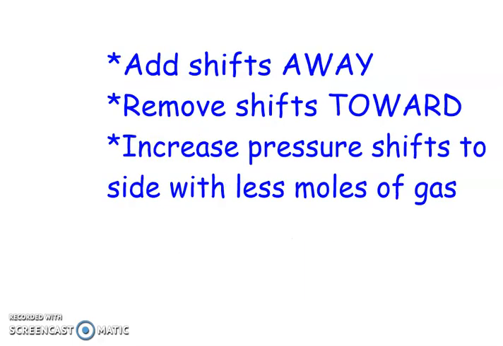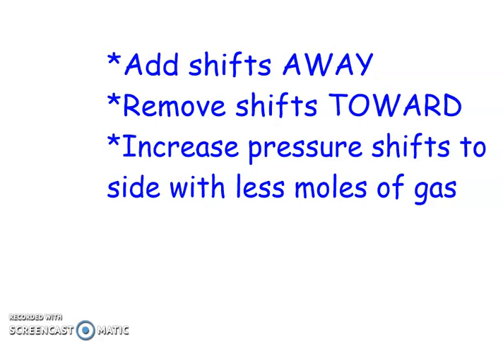So just to summarize, if I add something, it shifts away to the other side. So looking at your reaction, if you're adding something that's a reactant, it will shift it toward the product side. If I add something that's a product, it will shift it toward the reactant side. If I remove something, it's going to shift toward the side that has the thing I took out. So if I remove a reactant, it will shift toward the reactant side. If I remove a product, it will shift toward the product side.